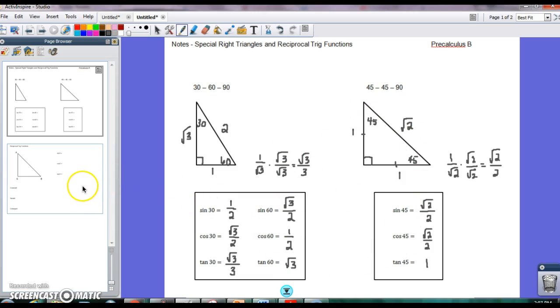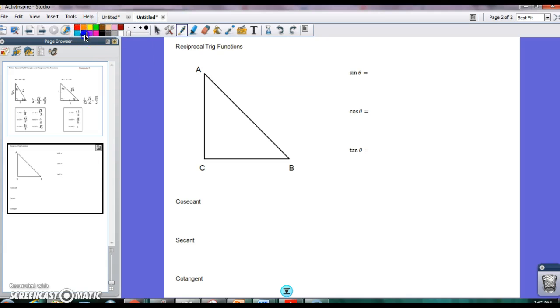Let's talk about reciprocal trig functions. Reciprocal means when you take a fraction and you flip it, right? So if I have 5/8 as my fraction, when I take the reciprocal of it, I end up with 8/5, which is also the same, right? 8/5 is the same as saying 1 over 5/8. If I do have 1 divided by 5/8, that is the same as 1 times 8/5.